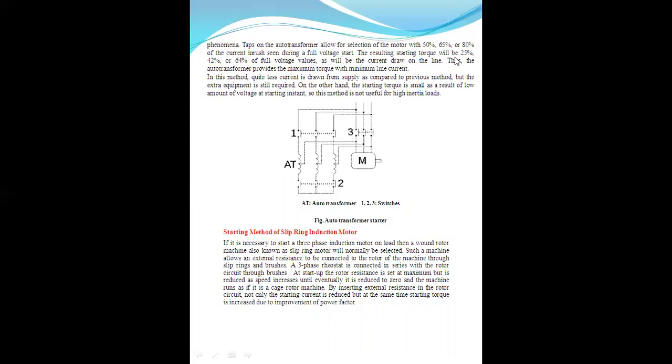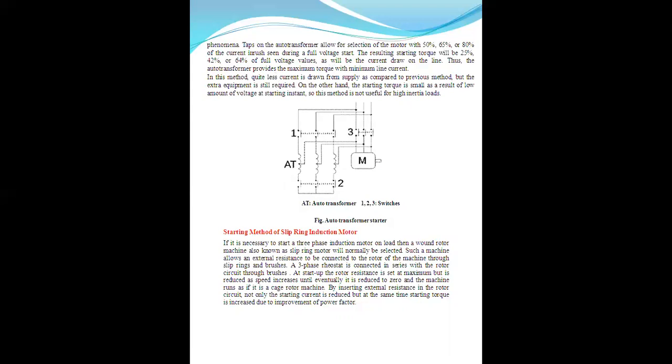The resulting starting torque will be 25%, 42% and 64% of the full load voltage values, as will be the current drawn on the line. Thus, the autotransformer provides the maximum torque with minimum line current.